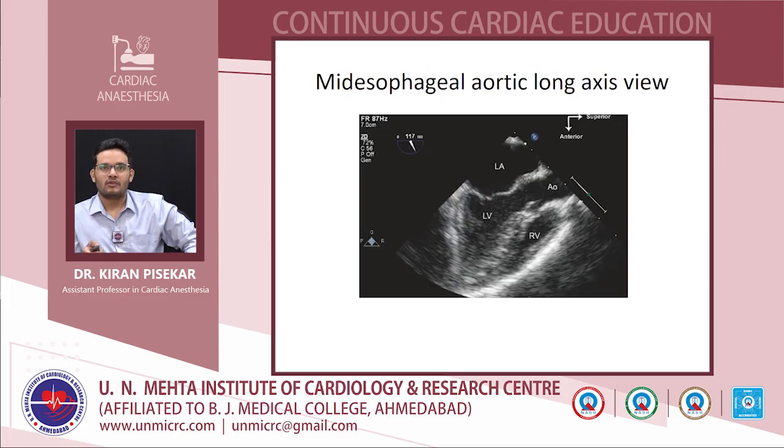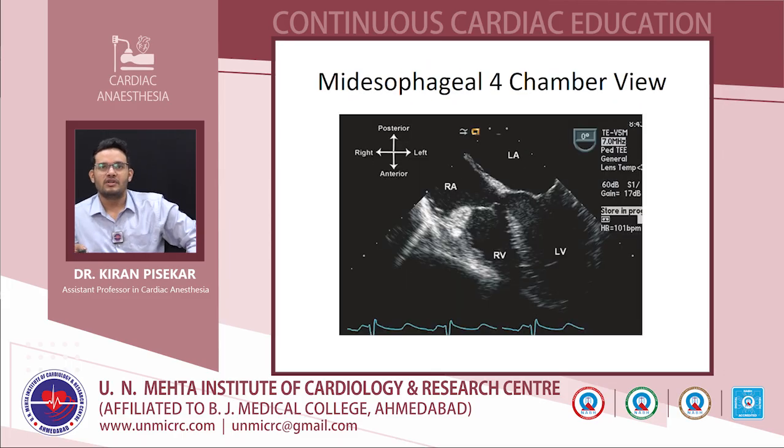So as we come to these basic TEE views, this is just a revision. This is the RA, this is the LA, this is the RV, this is the LV, interatrial septum, interventricular septum, this is the tricuspid, this is the mitral valve. So this is a standard 4-chamber view. If we just have this view, we can assess a lot of things.